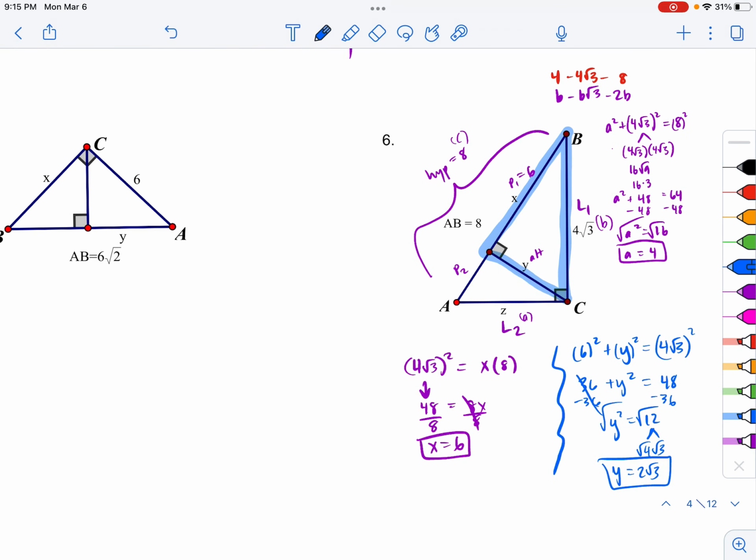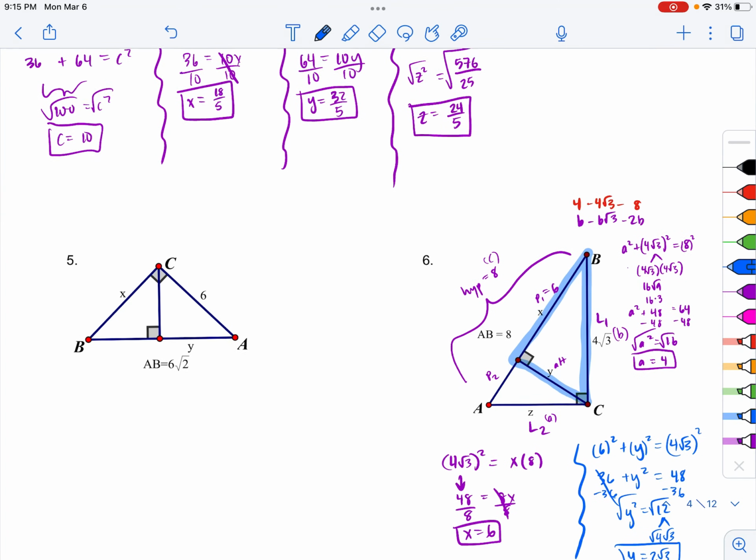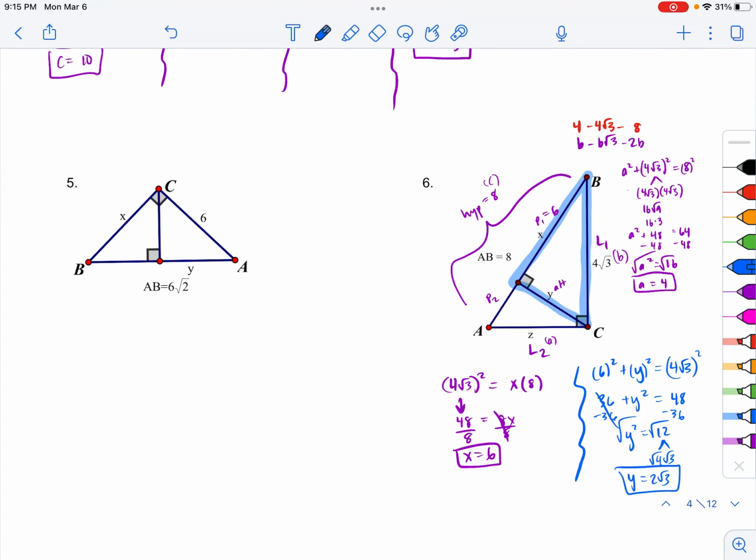Hopefully you got these answers. If you do have any questions about any of this, please ask. And make sure you get that geometric maze done.